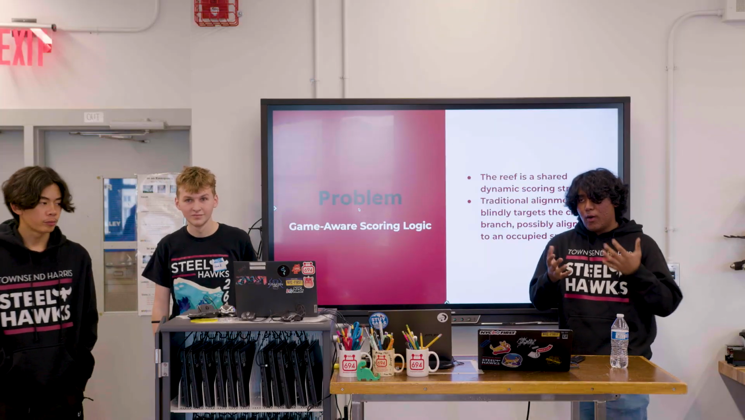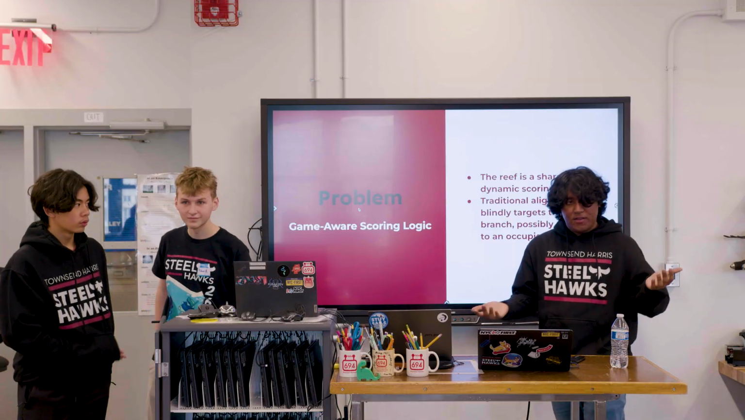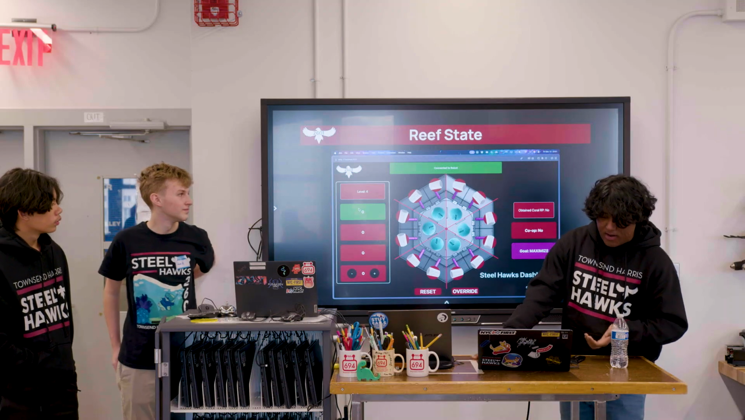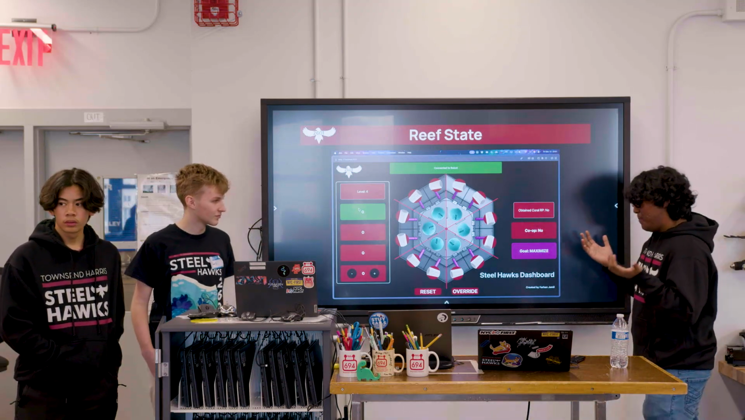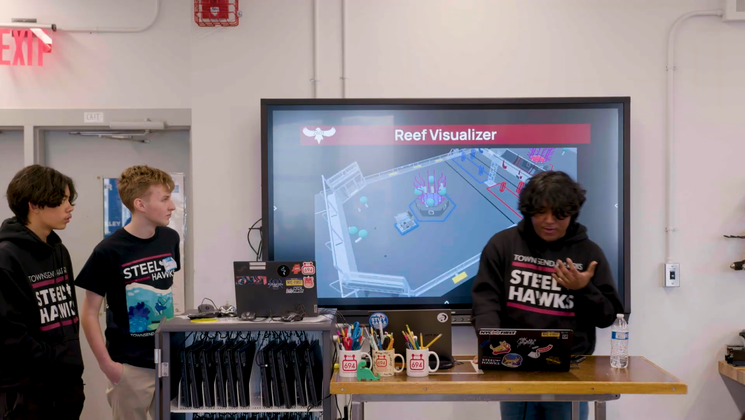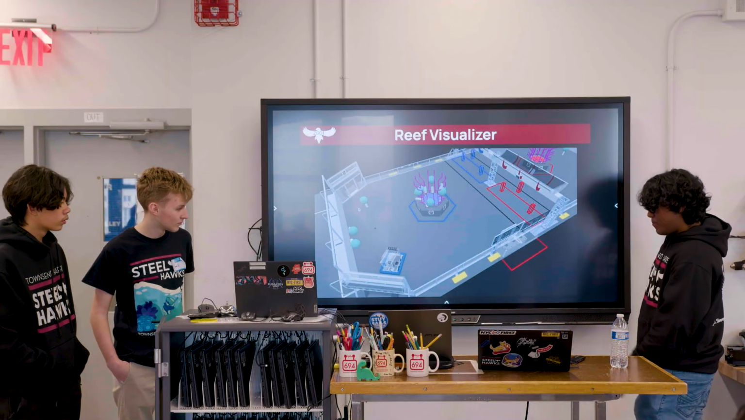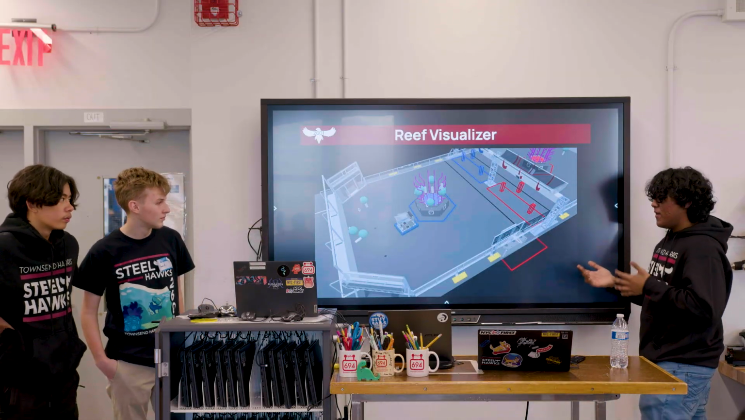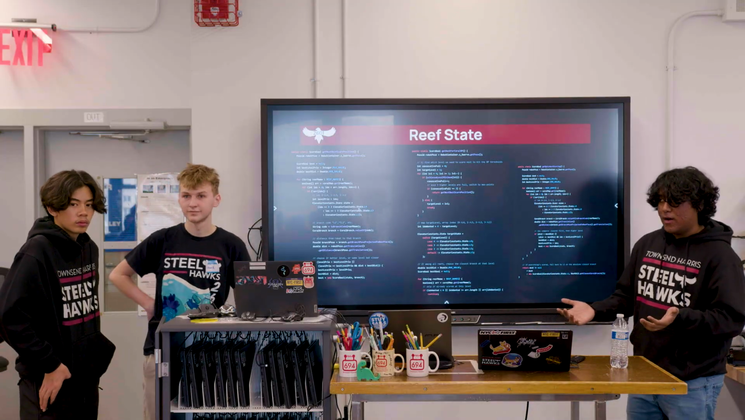Since this year is one of the first years we're running only one driver, our operator has nothing to do now. So we decided we can make an application where the operator can select which part of the reef is taken. With this new data, you're able to run different types of algorithms. Before we get into that, I'm going to show a demo of the reef being scored. The robot just records what's happening, and using this data, we're able to choose between different types of algorithms.